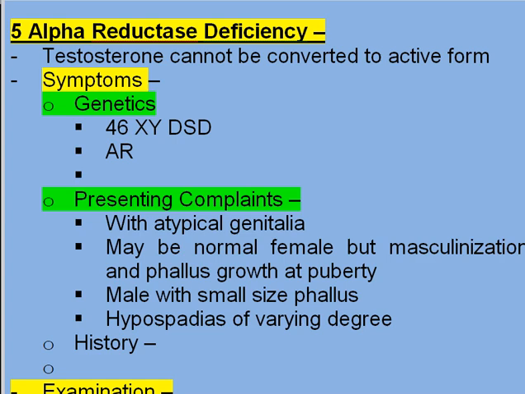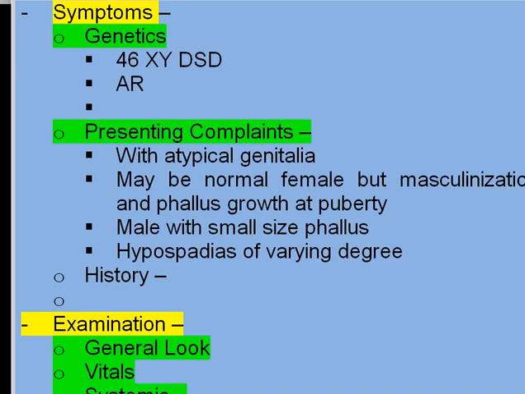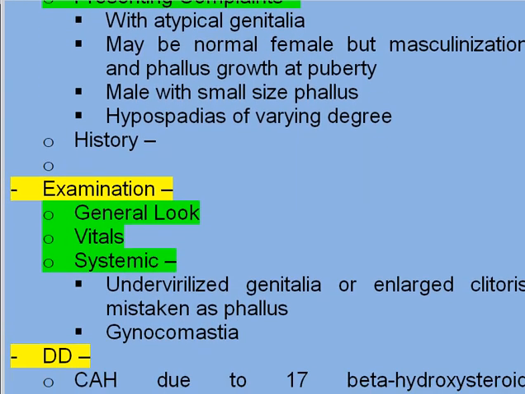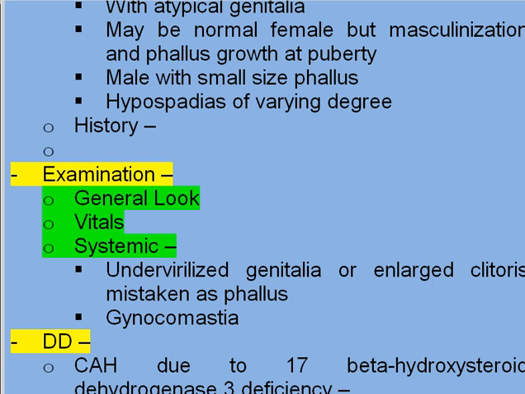So the history will tell you about, there will be the history of consanguinity in this, and you have to ask for this, and there will be some other family member with the problem. So the examination, general look and vitals will depend upon the cause, so there will not be any specific clues to this diagnosis. However, in a systemic and a local examination, you can see the genitalia that will not be particular for any gender. Like in male, the genitalia will be undervirilized, or in female there will be the enlarged clitoris, which is mistaken as phallus, while in adolescence there will be gynecomastia.